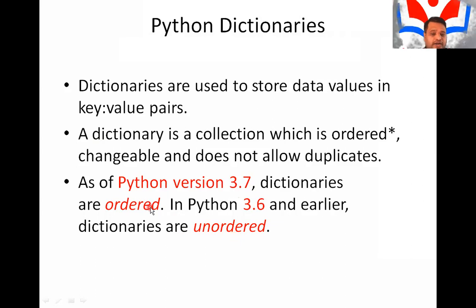Ordered means the elements, in whatever order you specify them, stay in the same order, and you can access the elements with the help of the index number. Whereas in unordered, you will not be accessing the elements with the help of the index number. Unordered means, as the name itself indicates, the elements are not in an orderly manner; they are in a random manner.